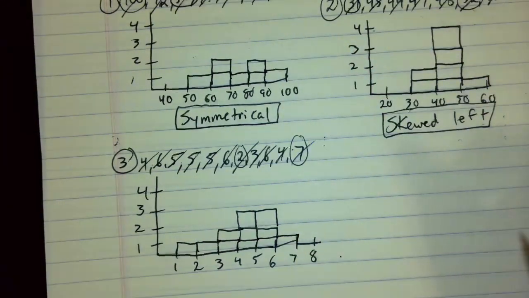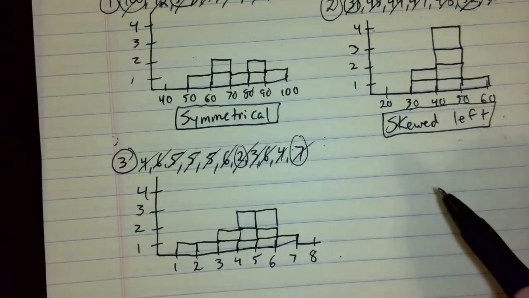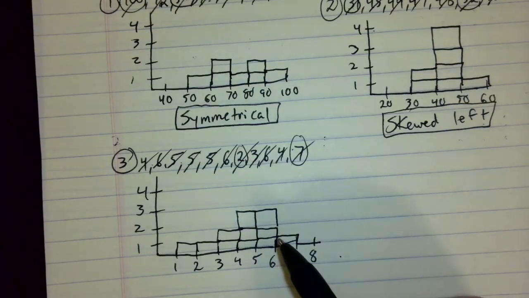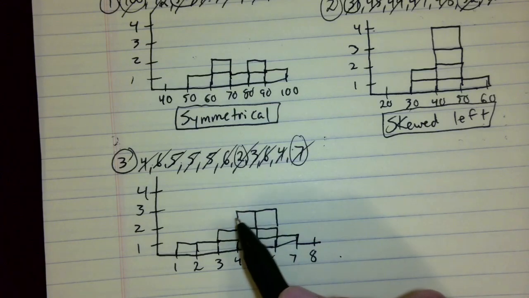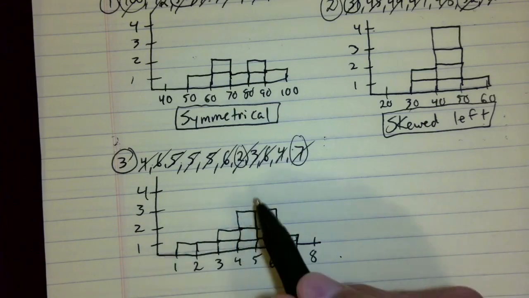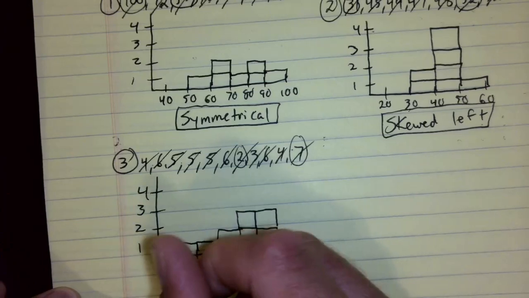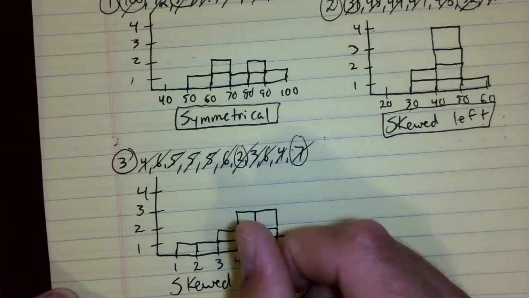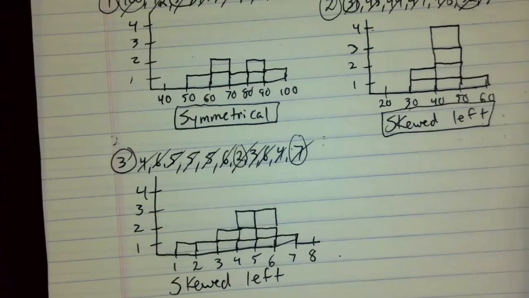So now that you have that, you take a look, and you would say that this is skewed, slopes to the left. So this is skewed to the left. Skewed left. On there, we say this is skewed left.